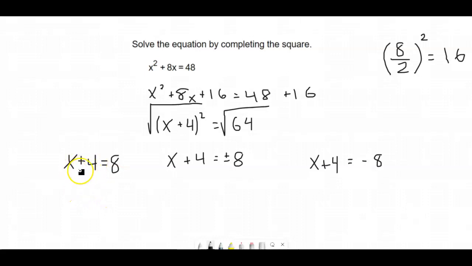All right, so here we're just going to subtract 4 from both sides, and we're going to get x is equal to 4. And on the right here, we're just going to also subtract 4 from both sides, which means x is equal to negative 8 minus 4 is negative 12. And those are our two solutions.